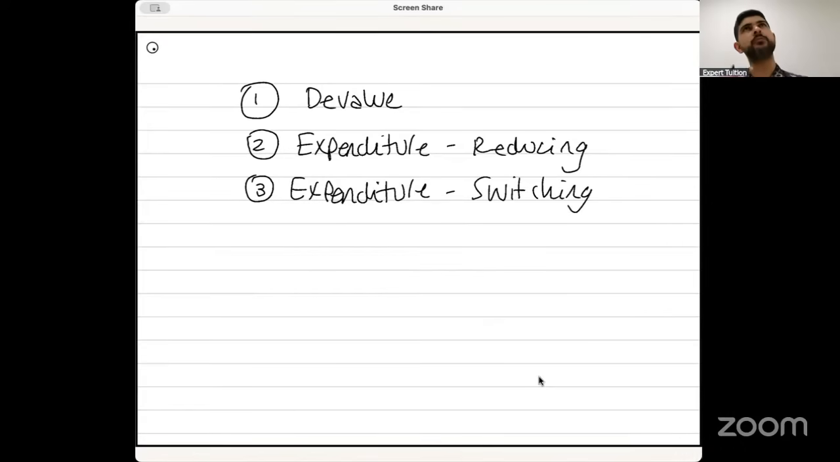Expenditure switching is where I'm trying to incentivize individuals in the Brazilian economy to switch from buying foreign products to buying more domestic products. Expenditure switching has another name that you definitely know. It's called protectionism. So that is number three.